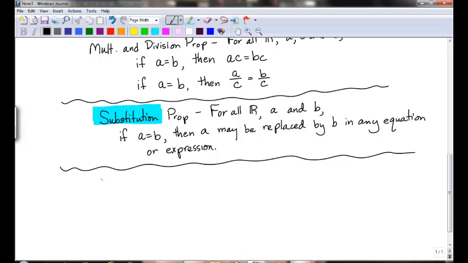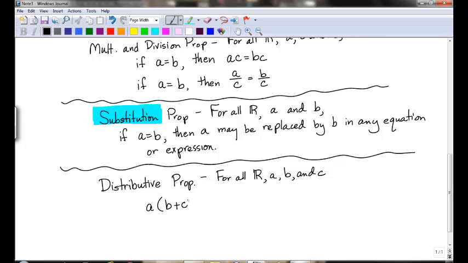Another property that I'm sure you've all had is the distributive property. You use this a bunch. For all real numbers A, B, and C: A times the quantity B plus C. Whenever it's in parentheses, read it as the quantity. I usually show the arrows, multiply that out, so that'd be AB plus AC. And that's the distributive property.